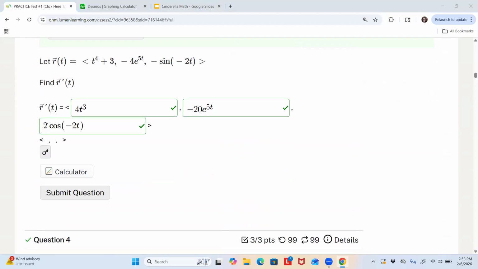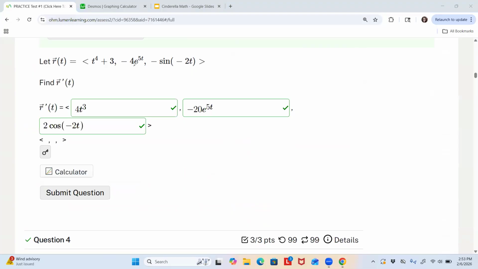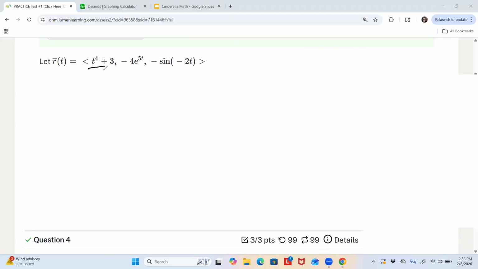All right, easy peasy here. This is just finding the derivative of a vector valued function here. So we have an r of t, and the question is find r prime. So just take the derivative, each one individually. So this derivative would just be 4t to the third, because the derivative of 3 would be nothing. This derivative, e is its own derivative, right? So it would be negative 4e to the 5t times derivative of power, which is 5.